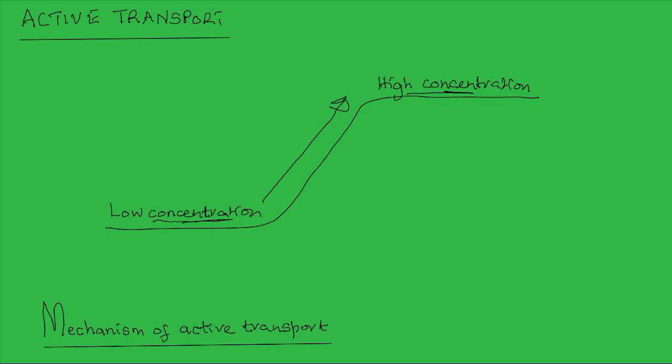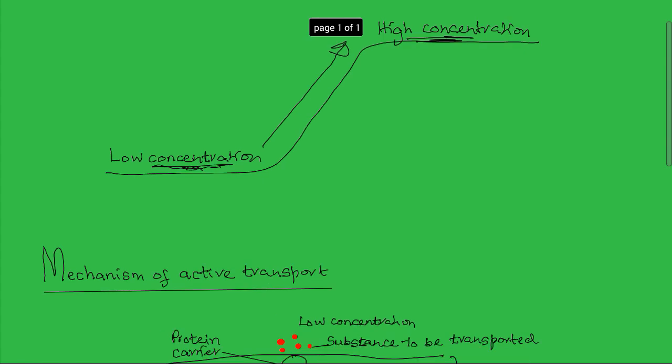Within the cell membrane, there are specialized protein carriers. These are protein substances whose function is to combine with substances that are being transported and then ferry them from one surface to the other. So in this particular case, the substance to be transported attaches itself onto the protein carrier. Then the protein carrier moves across the cell membrane and deposits the substance on the other side.